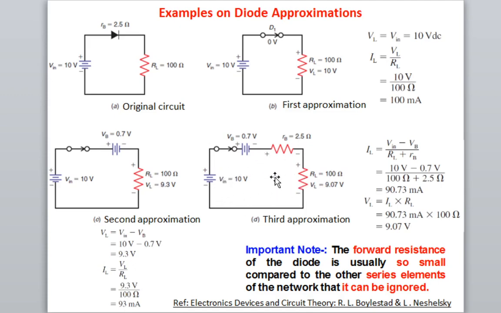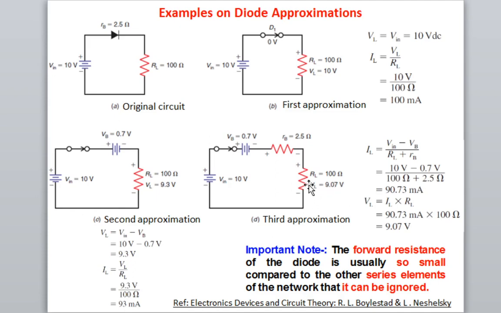is flowing in this closed circuit. So we can apply Kirchhoff's voltage law in the closed circuit. So this voltage minus this voltage, divided by this resistance plus this resistance, will give the IL. So IL equals V in minus VB upon RL plus RB. This will give 90.73 milliampere.